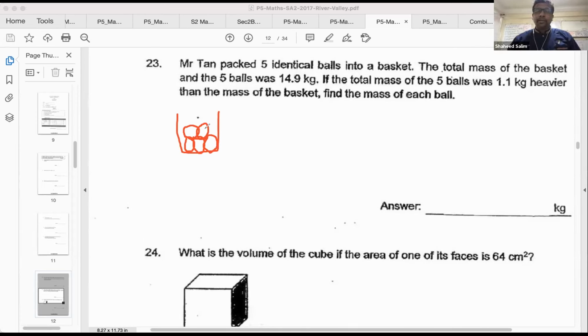Okay, now down here. There are 5 balls inside a basket. And the weight of this is 14.9 kg. That's what they say, 14.9. The next one, you can try to draw like you want to, then you'll be able to get it. The mass of the 5 balls is heavier. You can even draw the model for the next one. Not in this form, they're using rectangles.